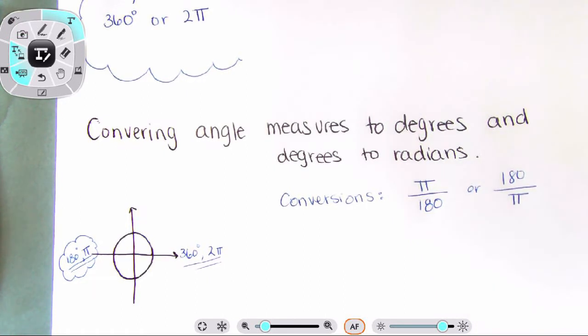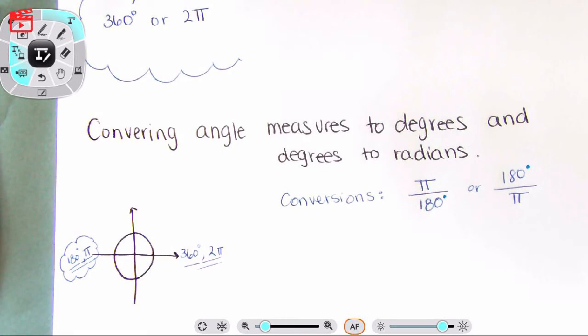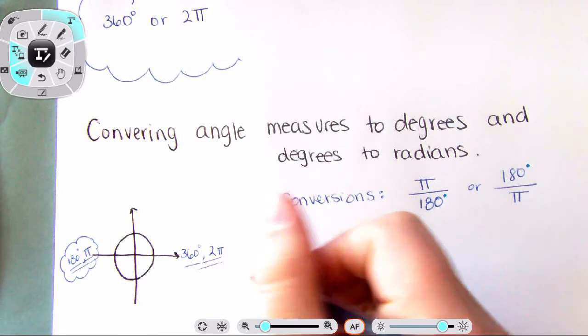So keep in mind that 180 is in degrees, pi is in radians. So if you are trying to convert from a degree to a radian, you want radians on top. If you want to convert radians to degrees, you want degrees on top. So whatever unit of measure you want at the end, that is what you put on top for your conversion. Do an example.